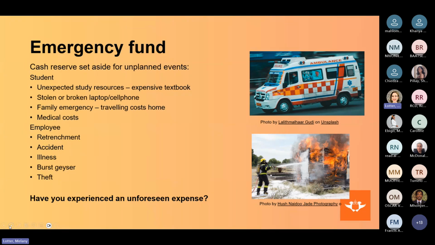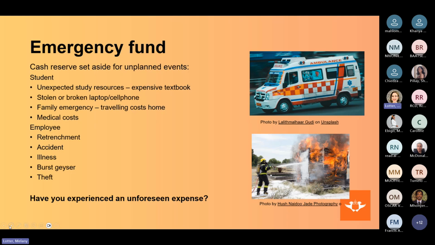So we also need to look at emergency funds. Maybe again, you can write down in the chat, or on a piece of paper, what has happened to you in the last year where you had unexpected expenses, because it happens to all of us. Maybe you got sick and had medical expenses, or you had a family emergency and had to travel home, so traveling costs home, or a stolen or broken laptop. If you ask yourself here today, if you have a laptop and it gets stolen today, can you replace it? If you have a cell phone, do you have any emergency fund for unexpected expenses?